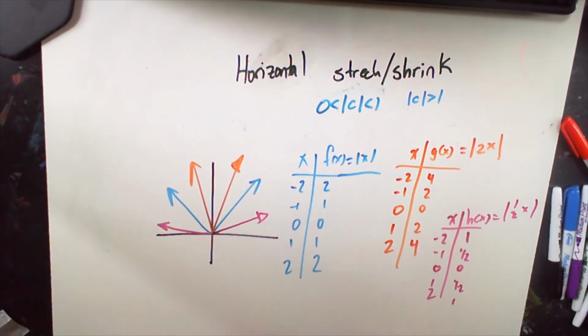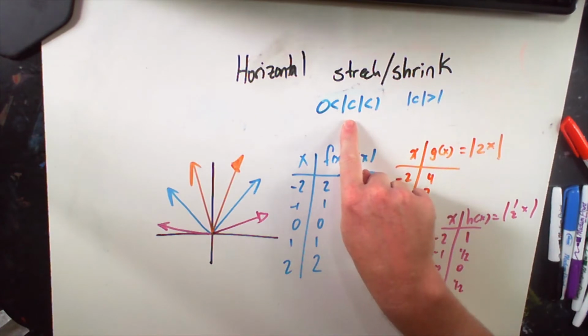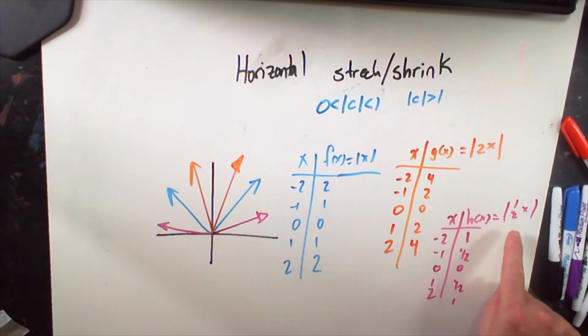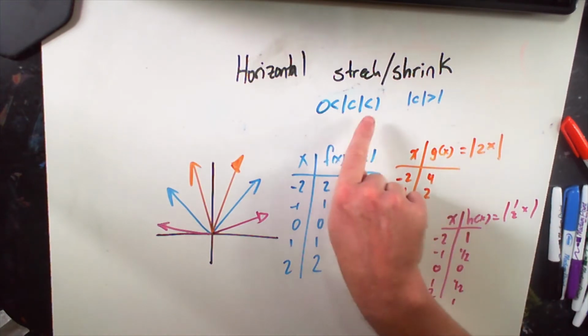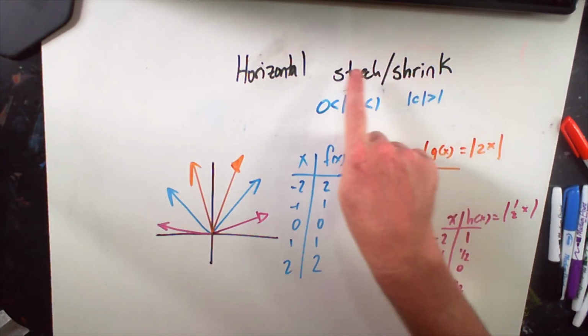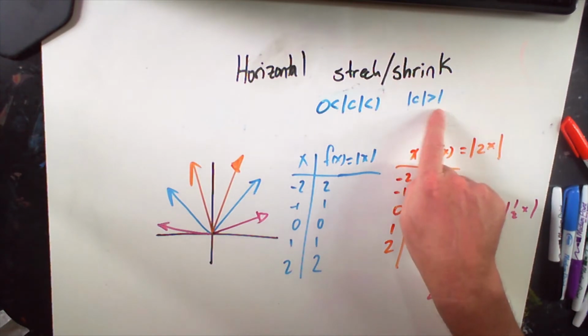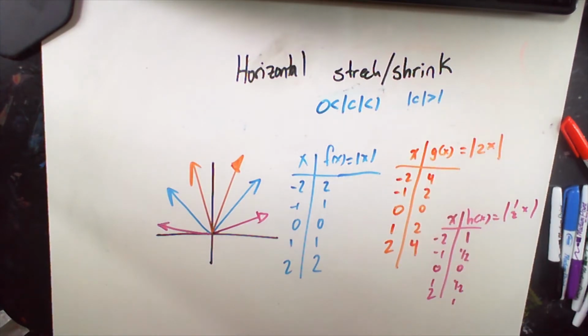But notice, right, stretching occurs horizontally, we call it a stretch, when we multiply by a number less than 1, or in between 0 and 1. And the horizontal shrink occurs when we multiply by larger numbers.